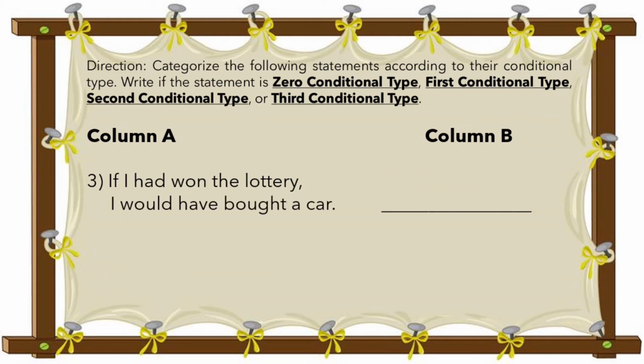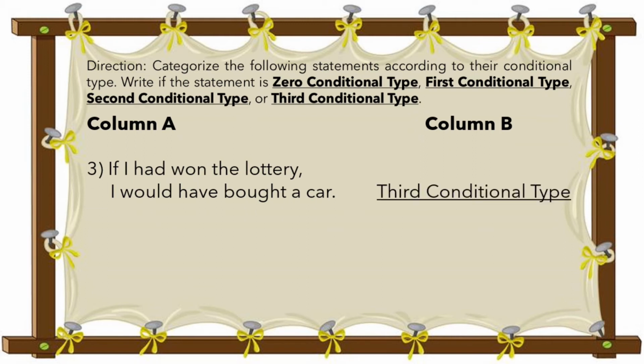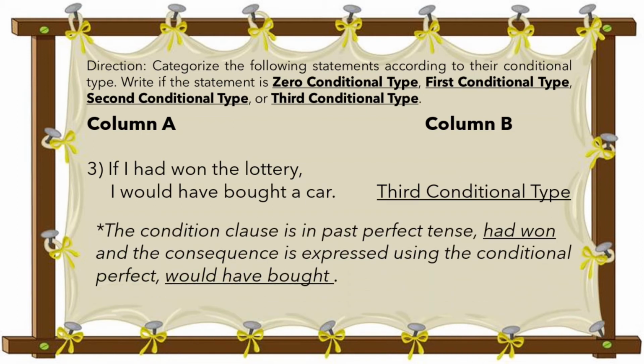Number 3. If I had won the lottery, I would have bought a car. Your answer is... very good. You are correct. It's third conditional type. The condition clause is in past tense, had won, and the consequence is expressed using the conditional perfect, would have bought.